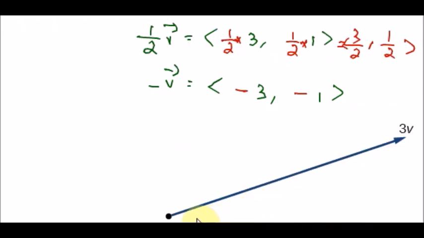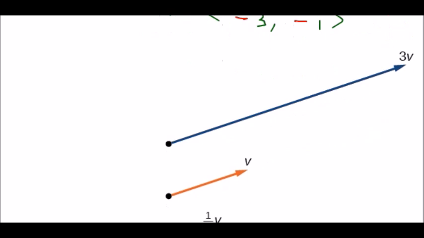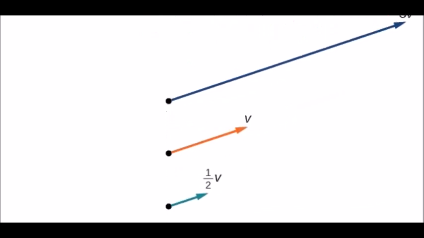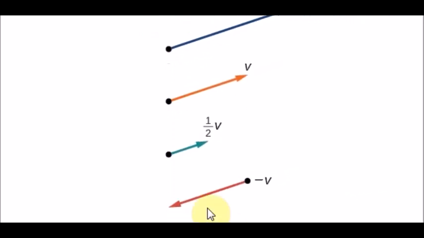I'm going to show you the geometric view also. This is how the vector 3v will look, and for this one I'm going to show you v, half v, and negative v. See, the direction has been changed. Hope you're clear with this example.